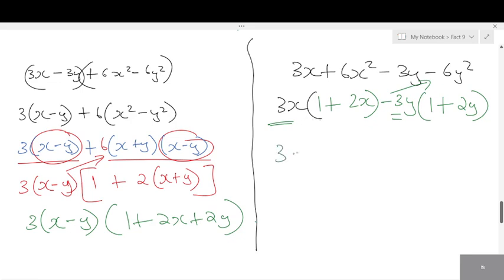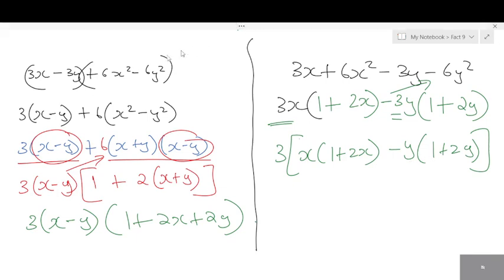Next part. What is common here? 3 is common, and x is given, y is given. So 3, you take 3 common. What do you get in the bracket, students? x into 1 plus 2x, minus y into 1 plus 2y. See, it becomes complicated, right? We're not able to solve. Correct? So 1 plus 2x, 1 plus 2y, they're different. You don't have to rearrange.